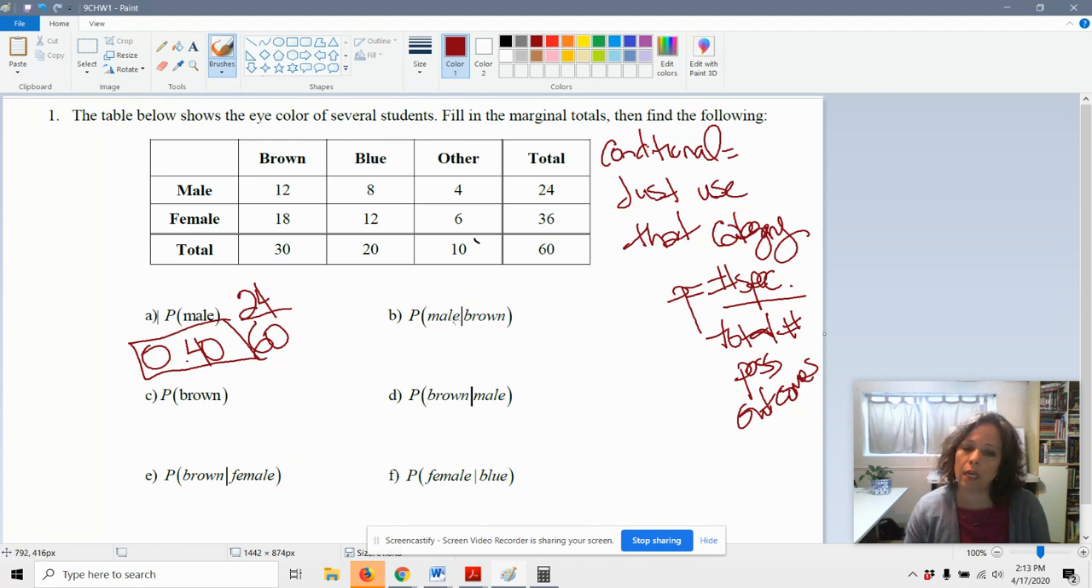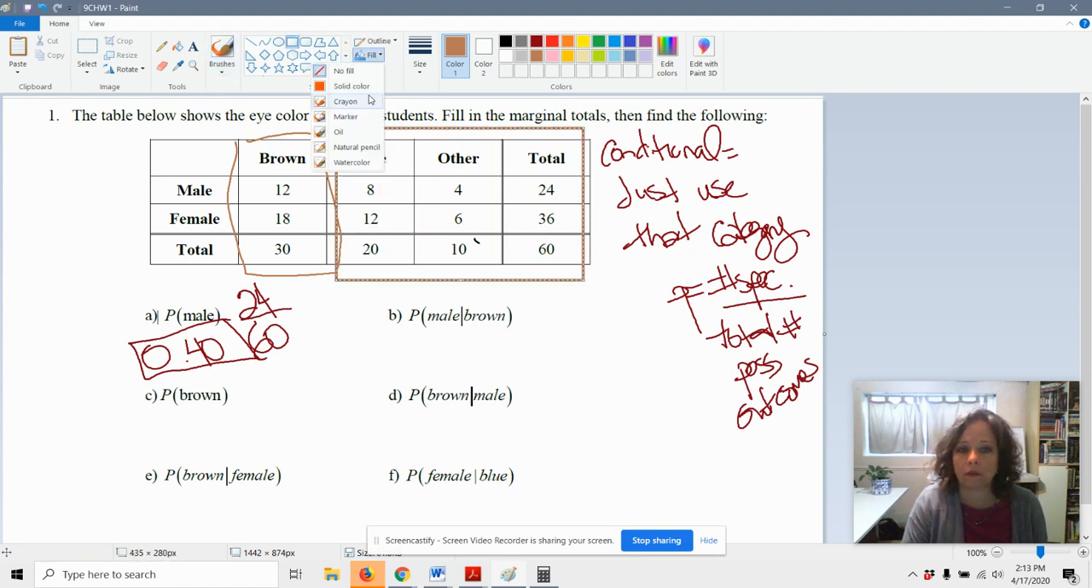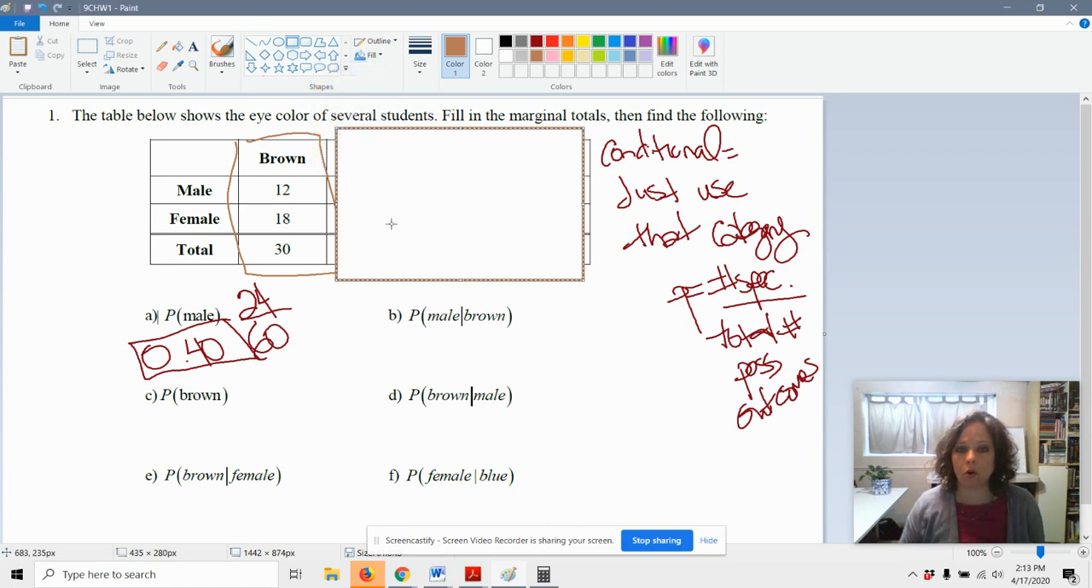Now, what's the probability of being male conditioned on brown? Conditional on brown means, guys, that we are only looking for data in the brown category. That's the only data we want to look at. It's as though you guys have covered up all the rest of the data, and it doesn't exist anymore. That's what conditional probability is. We're not considering all the data anymore. We're shrinking it down to the category.